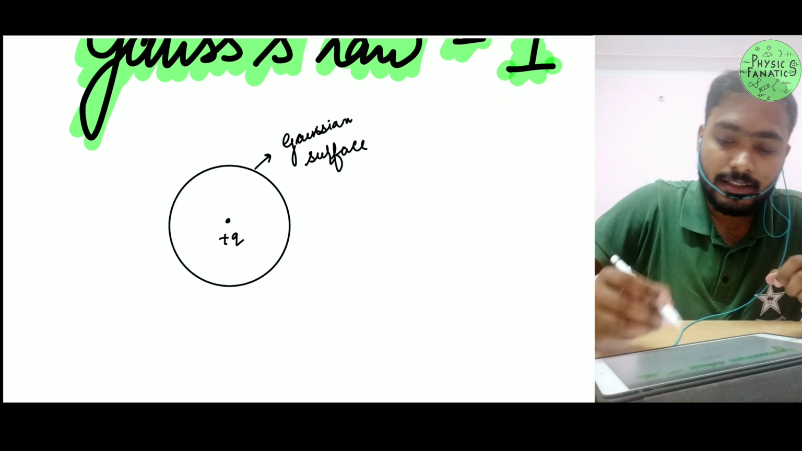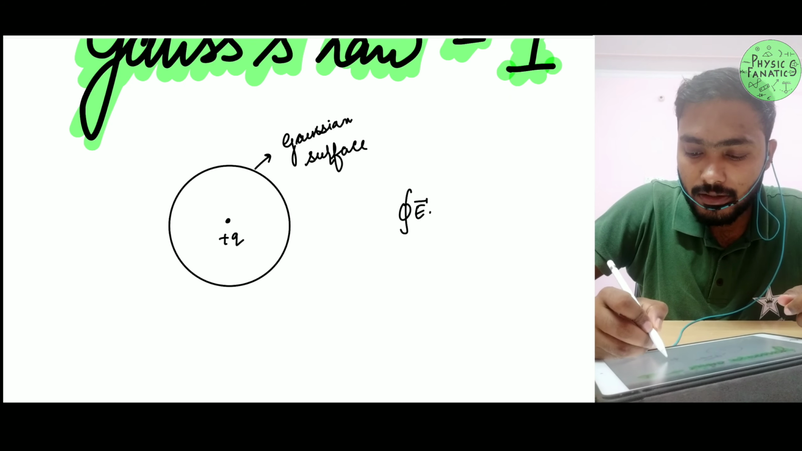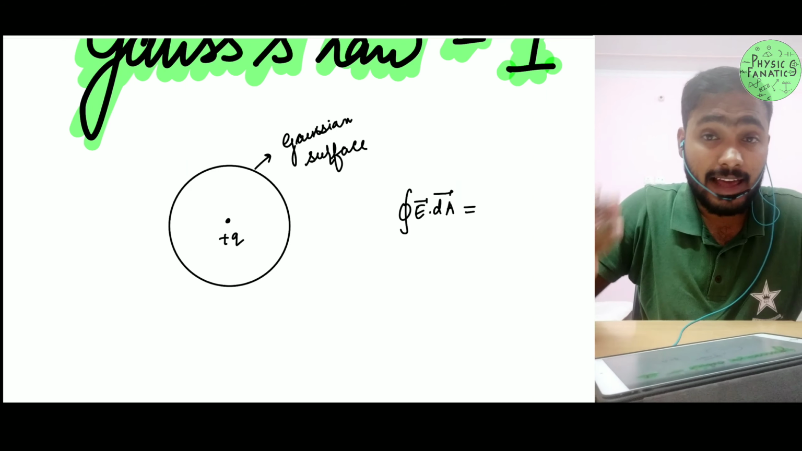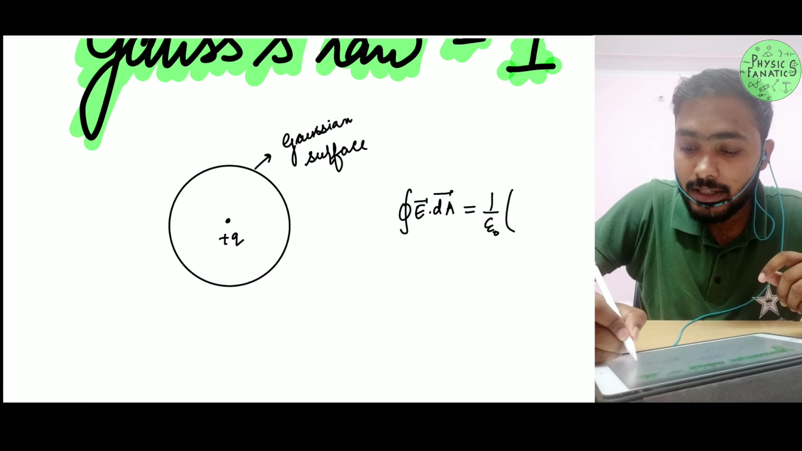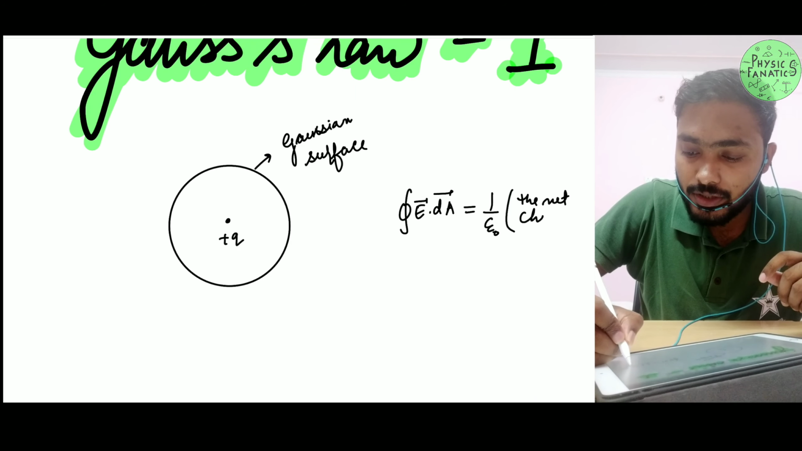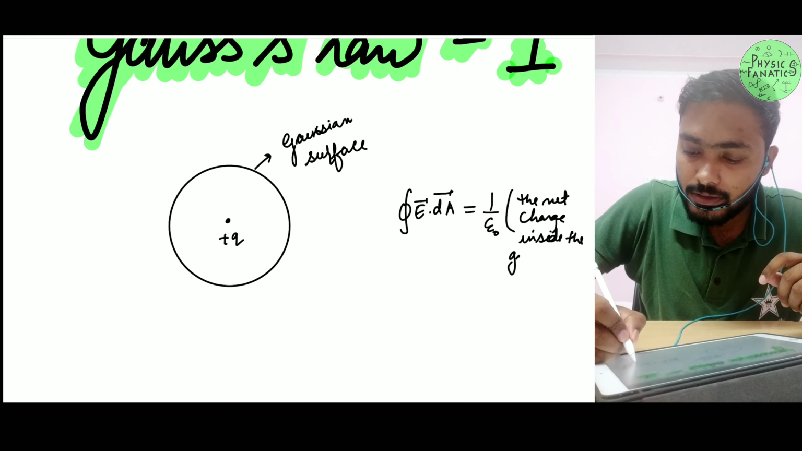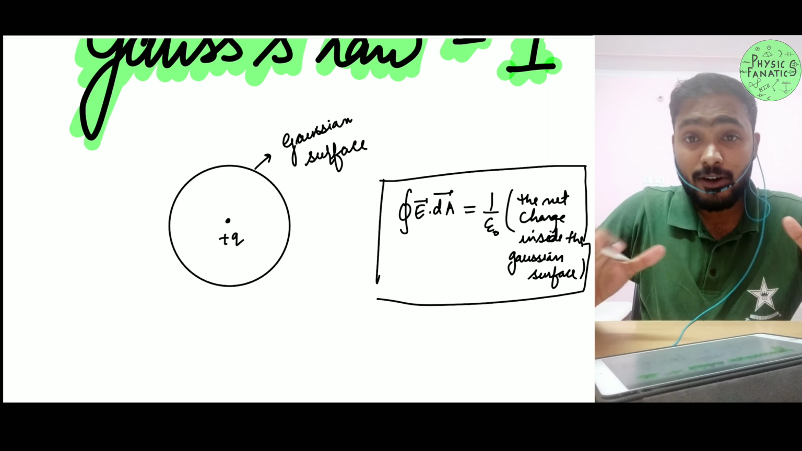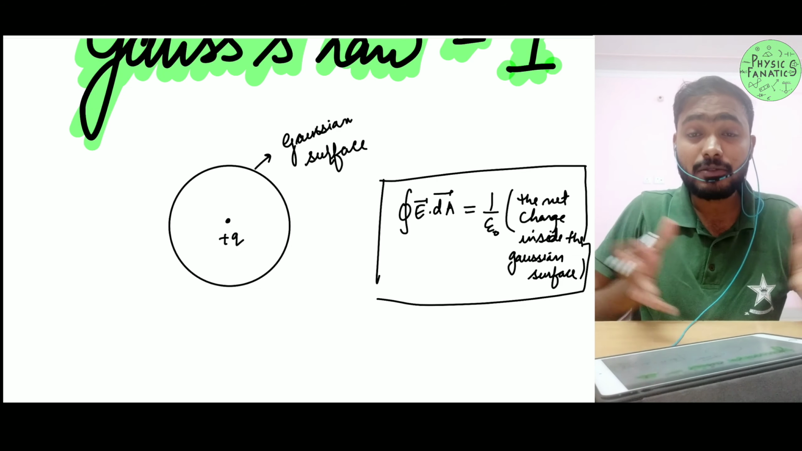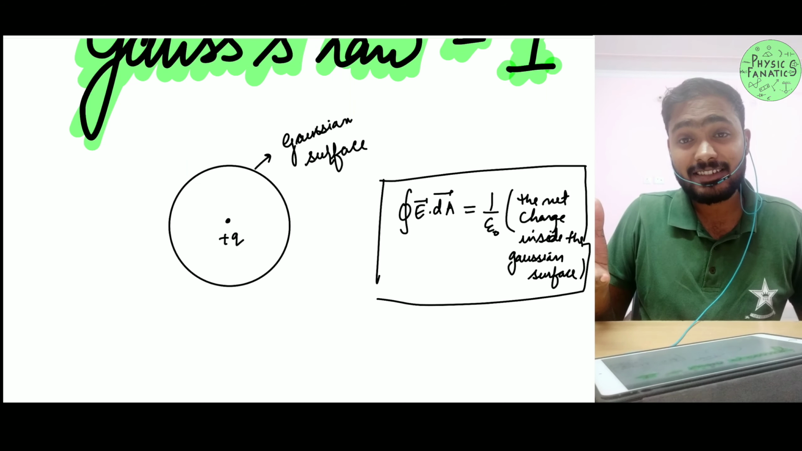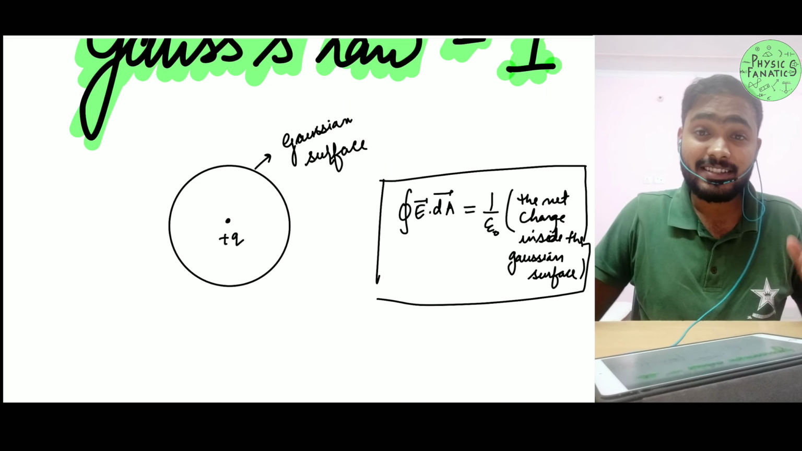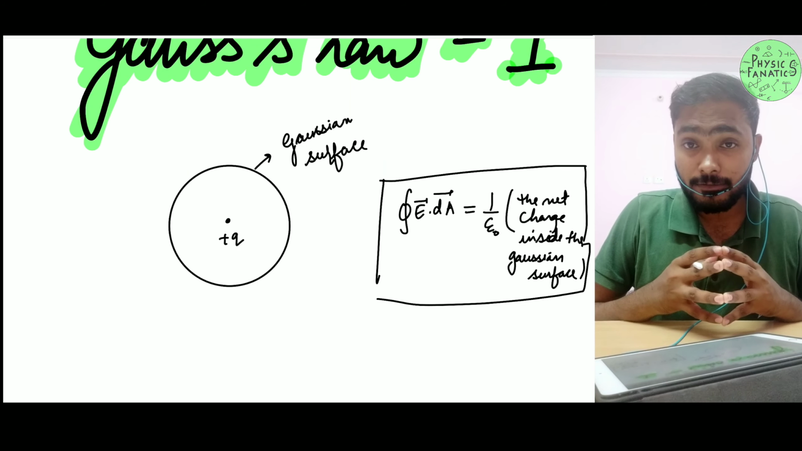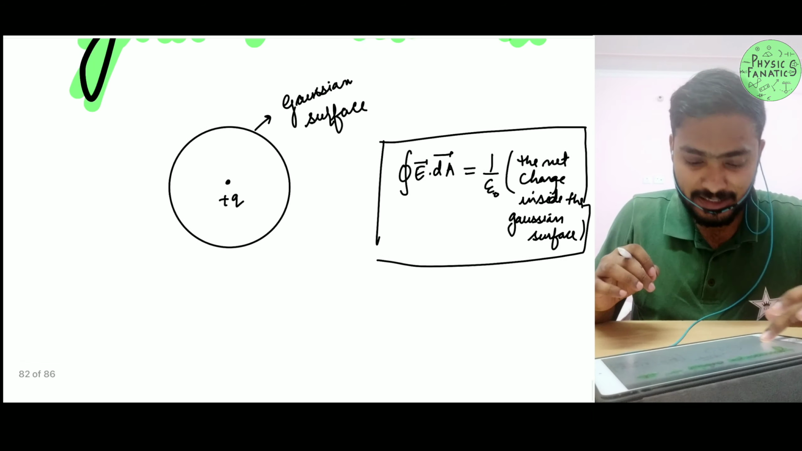So mathematically I can write the net flux, that is E dot dA along that Gaussian surface, is equal to 1 upon epsilon naught times the net charge inside the Gaussian surface. So this is your Gauss law. Gauss law says the net flux passing through a closed surface or a Gaussian surface is given as 1 upon epsilon naught times the total charge enclosed inside your Gaussian surface, right? I hope that is understandable. So let's go to today's topic.